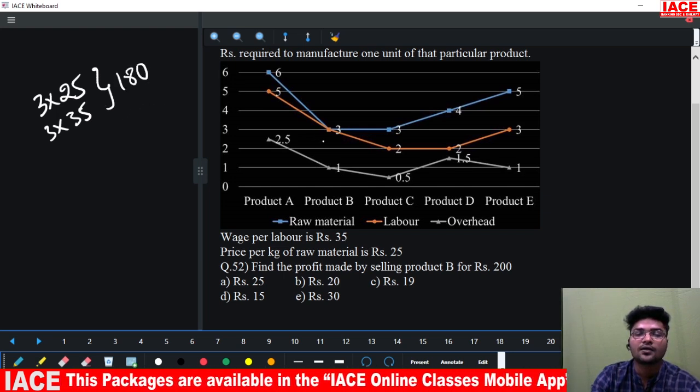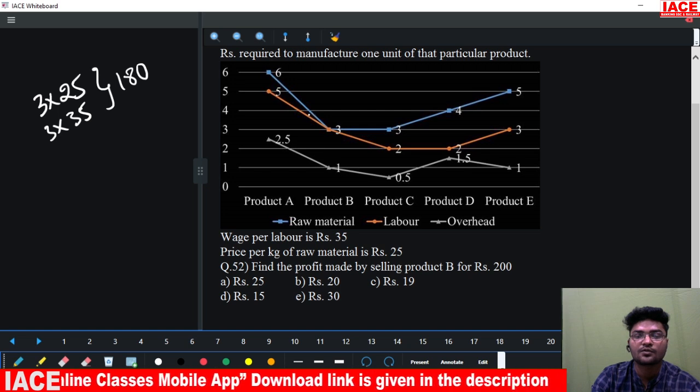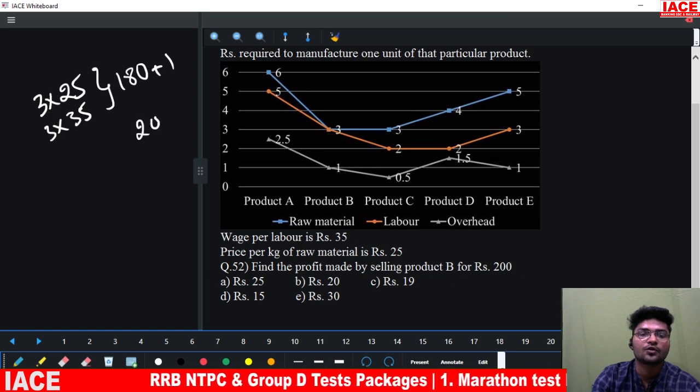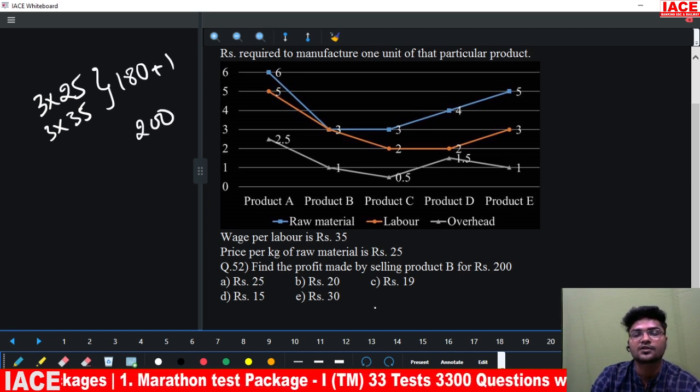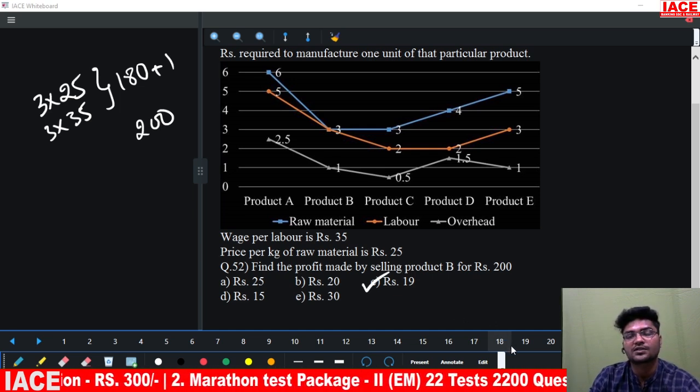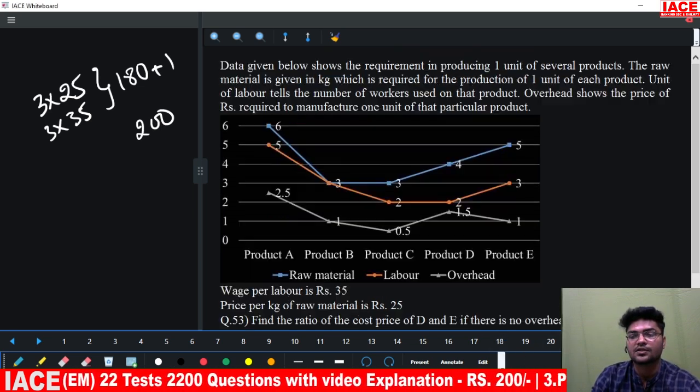And our overhead cost. Overhead cost is how much? 1 rupee. And they are selling it for how much? 200. So 181 and 200 difference is how much? 19 rupees. Profit made is 19 rupees. Option C is our correct answer.